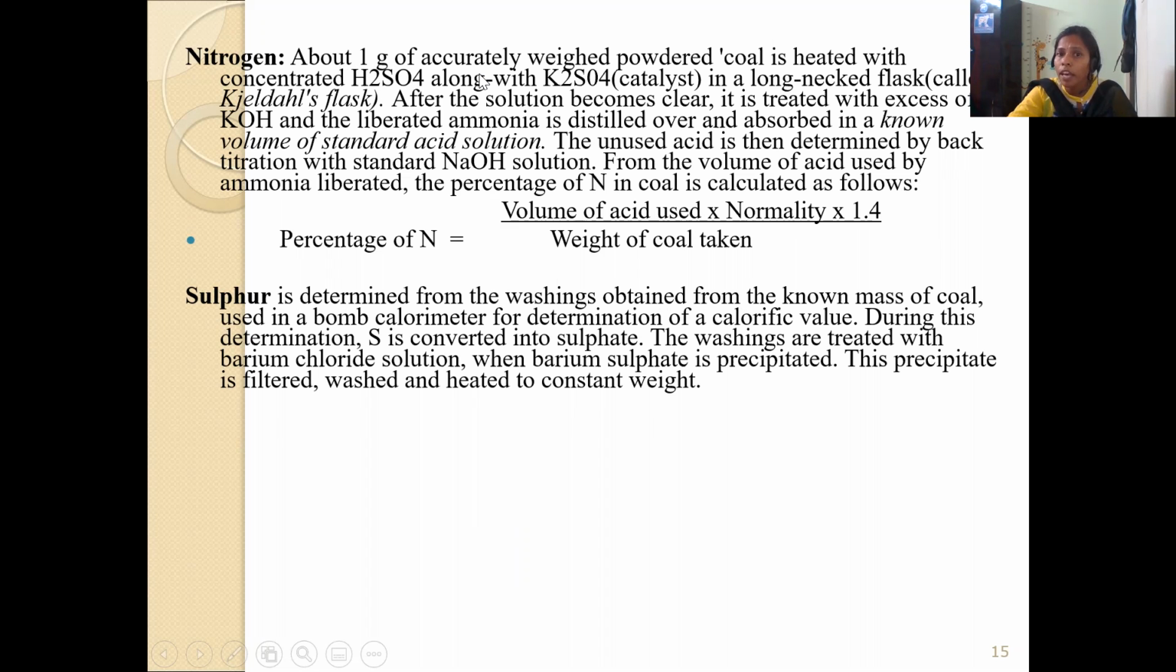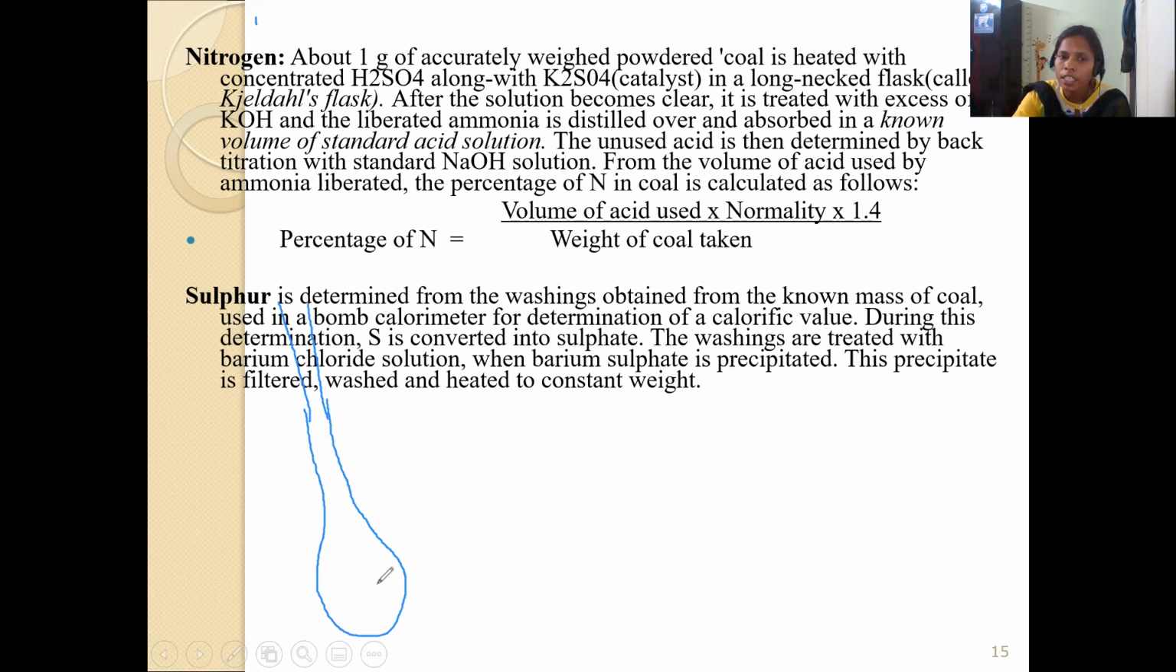Initially, about 1 gram of accurately weighed powdered coal is heated with concentrated sulfuric acid along with potassium sulfate in a long necked flask. That flask is also called a Kjeldahl flask. I will show how the Kjeldahl flask looks. It is like the volumetric flask you use in the laboratory, but it does not have a flat bottom, and it has a long neck like this. This is called the Kjeldahl flask.